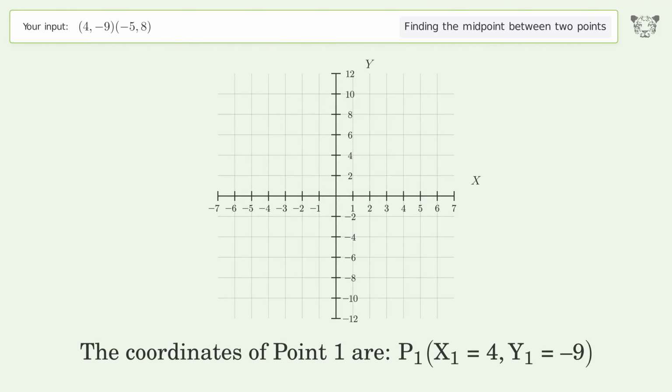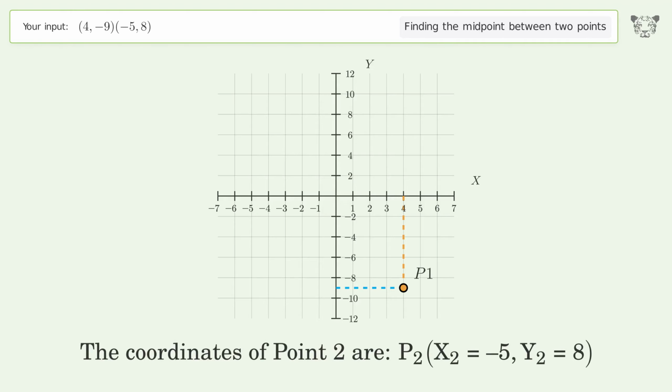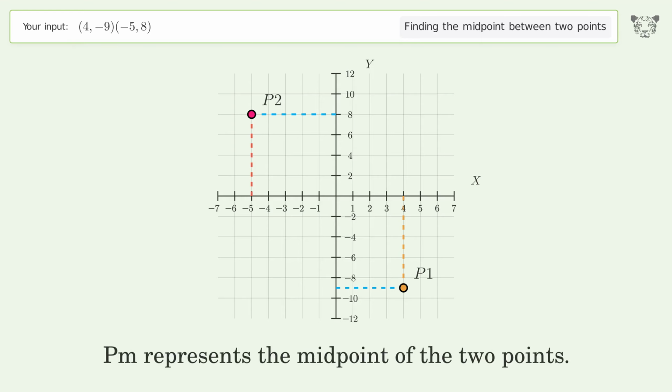The coordinates of point 1 are, x1 equals 4, y1 equals negative 9. The coordinates of point 2 are, x2 equals negative 5, y2 equals 8. PM represents the midpoint of the 2 points.